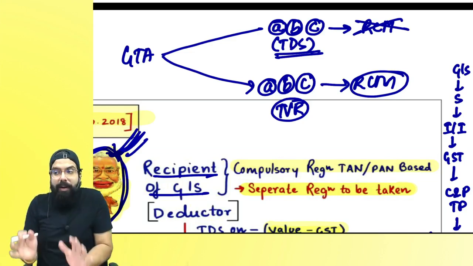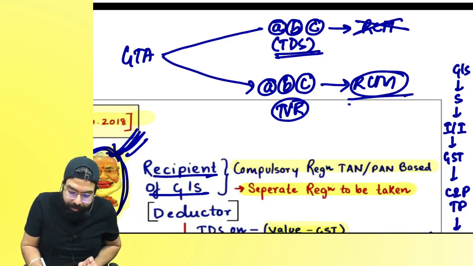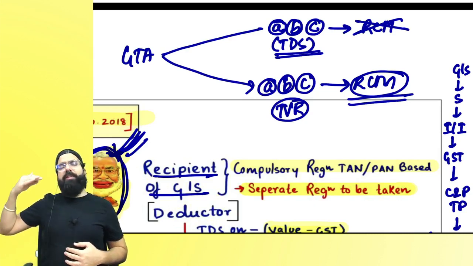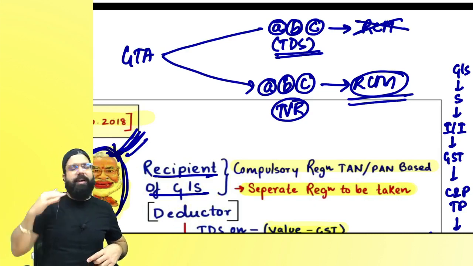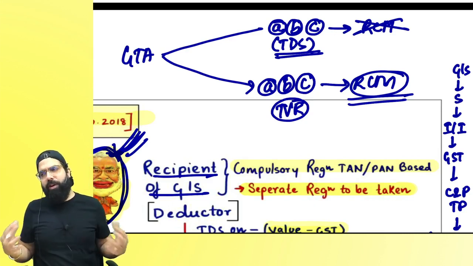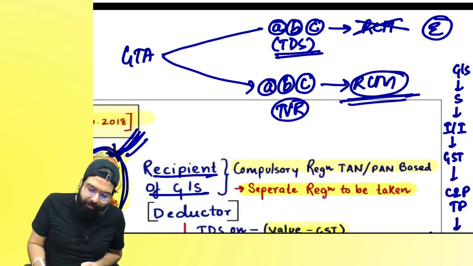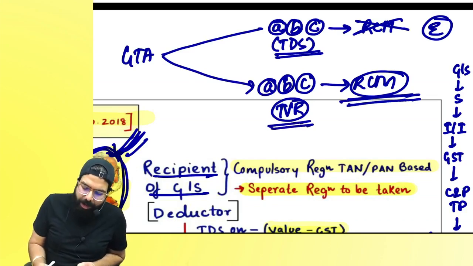If GTA is giving services to a department of Central Government, State Government, or Local Authority who are registered as TDS deductor, then RCM is not there. It is exempted. But otherwise, RCM is there if they have taken normal registration.